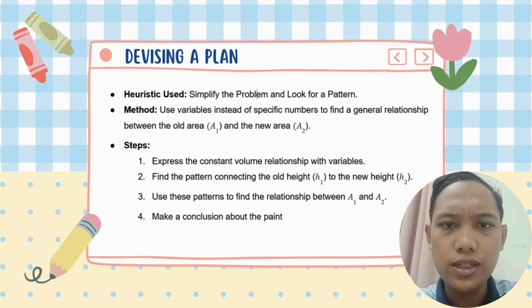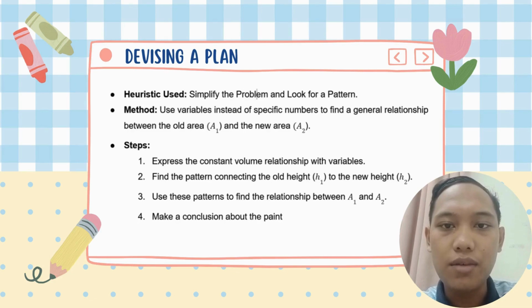So, how do we solve this? My plan is to simplify the problem and use the look for pattern heuristic. Instead of trying to calculate everything with specific numbers right away, I will use variables to represent the dimensions. This will help me find a general relationship between the original area A1 and the new area A2.